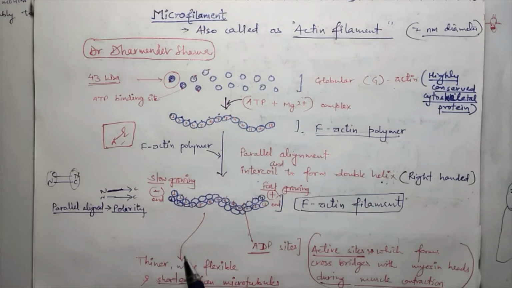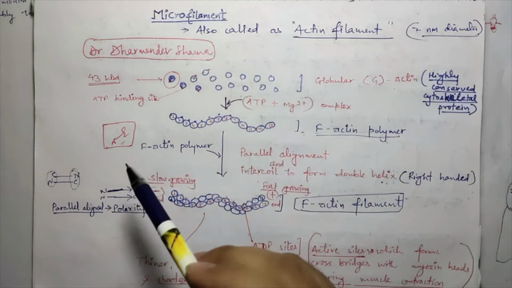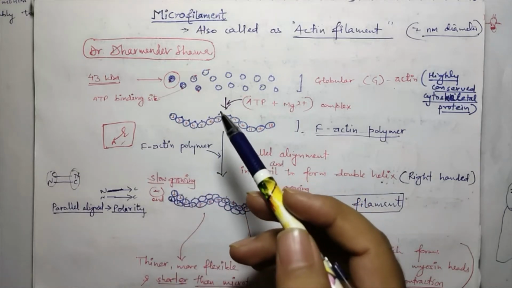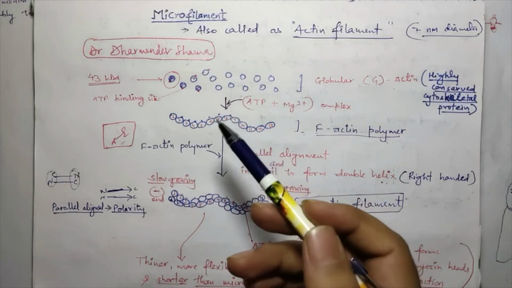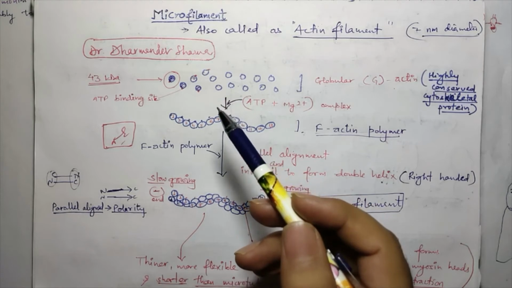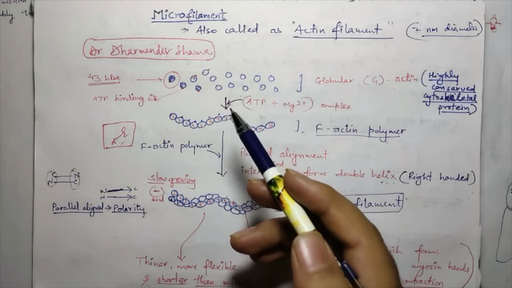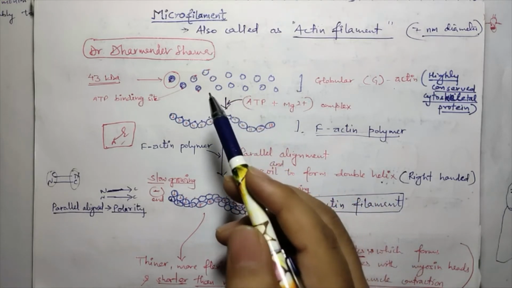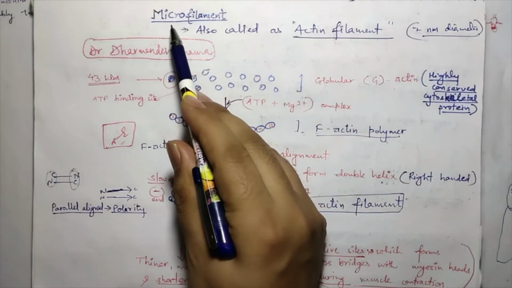Hello students, we are here with our next topic, microfilament. As I have already discussed with you about cytoskeletal structures and different types of cytoskeletal elements, and I have already discussed with you about microtubules, its polymerization, depolymerization, structures, functions, and other features. And today we will discuss in detail about the next type of cytoskeletal element, that is microfilament.